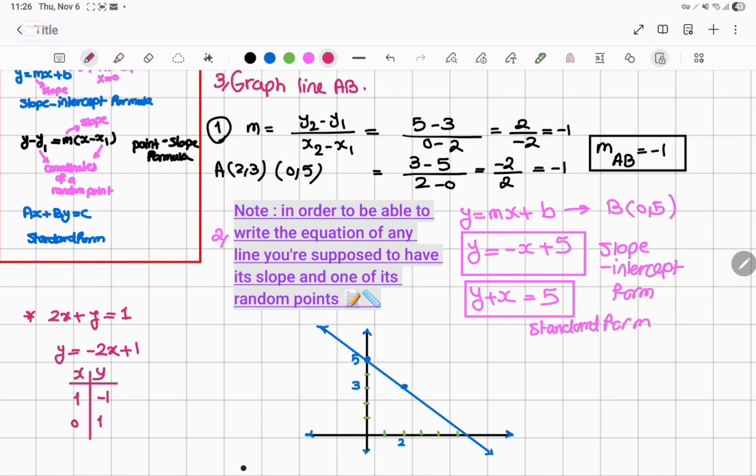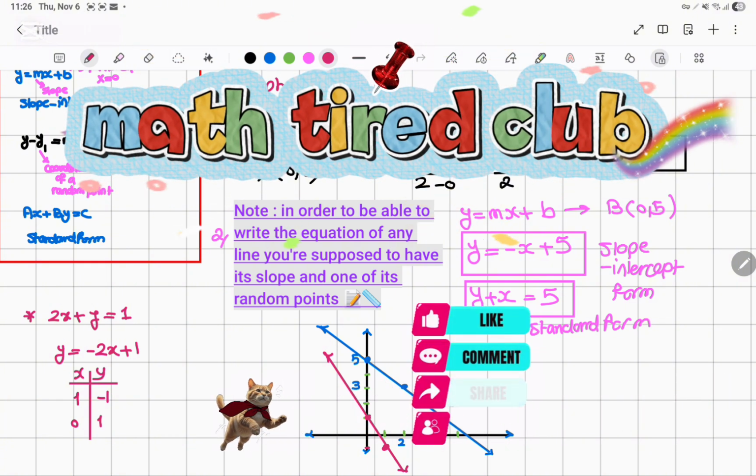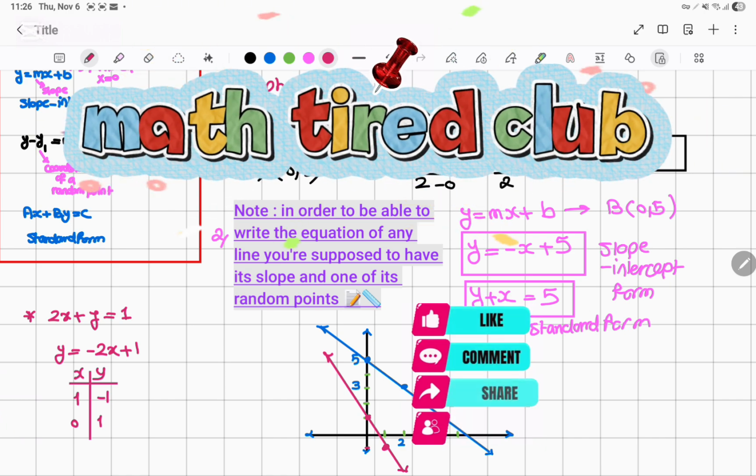For example, if I were to graph this other line on the same coordinate plane, it would have been (1, -1). So let's say negative 1 is here, (1, -1), and (0, 1). And that was going to be the graph of the line that I have. Okay. So this is going to be the graph of the line that I'm going to have. And it's very, very simple, very, very easy to understand, okay? So there is no need for you to get stressed over lines. Lines are super duper easy.